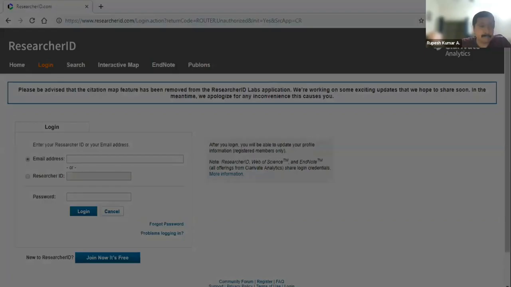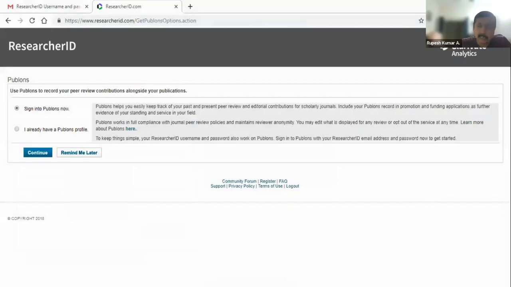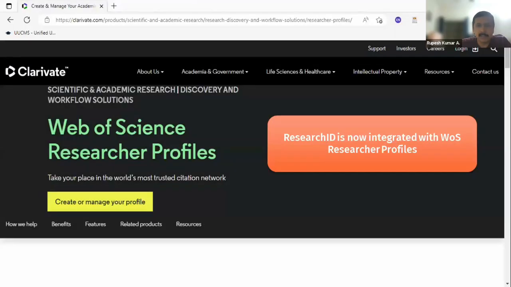Okay, Researcher ID, I have mentioned already. The next is Publons. Okay, Researcher ID, as I said, is now integrated with Web of Science researcher profiles. So no need to create a separate Researcher ID. If you go to clarivate.com, you can create your profile.